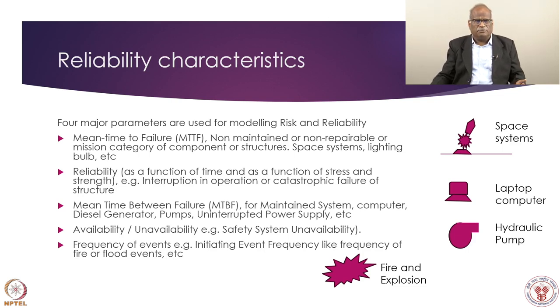And then the terms reliability and availability. Availability is a very interesting term. The way we have reliability, where we say uninterrupted operation, availability is used for systems which should be available on demand. Then next is frequency. Certain events we talk about in terms of frequency, like the number of fire events, or the number of fatal accidents on the road. This is a term very specific to risk modeling. We call them initiating events.